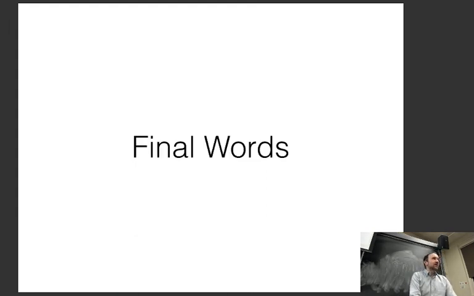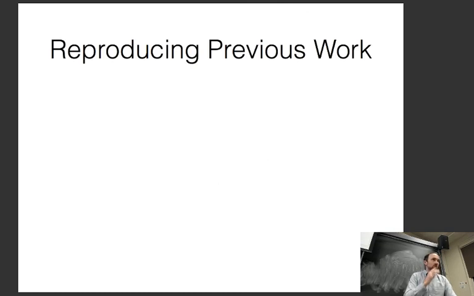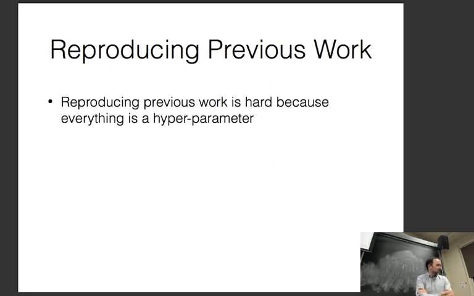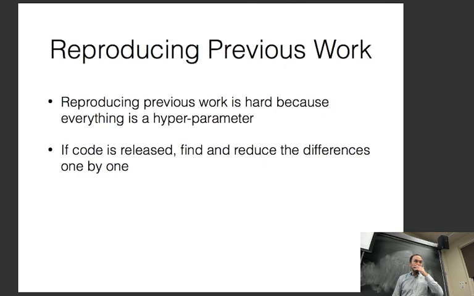So I have some final words. The final words are about reproducing previous work, so this is relevant to the assignment and might be useful. Reproducing previous work is hard for the same reason tuning neural networks is hard, because everything's a parameter. Basically, there's no good way to do this other than looking at the code that people have released, if possible, and reducing the differences one by one.